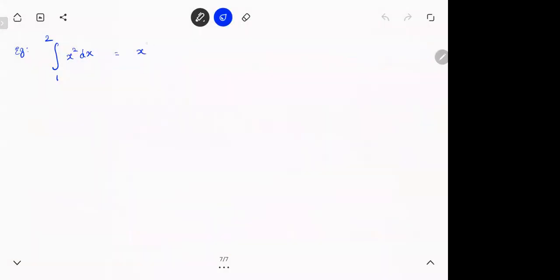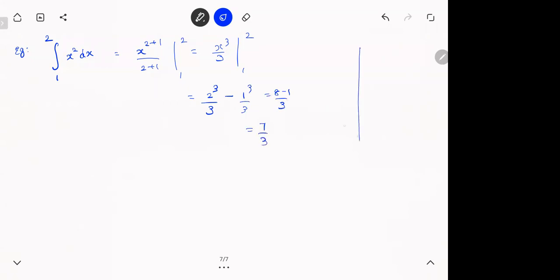So this would be x power 2 plus 1 by 2 plus 1, limits 1 to 2. This would be x cubed by 3, 1 to 2. That would be substitute 2 first, substitute 1, subtract them. That would be 8 minus 1 by 3, and 7 by 3. You know what you actually did?